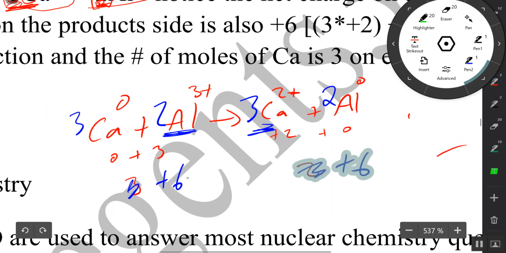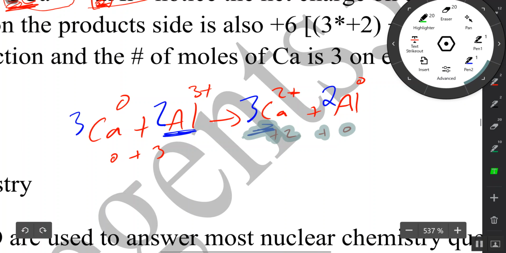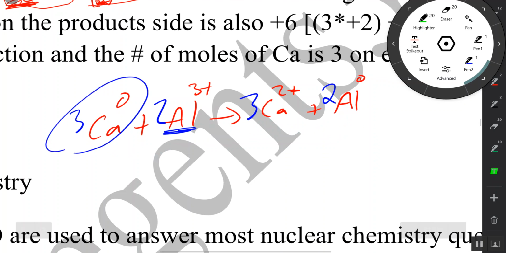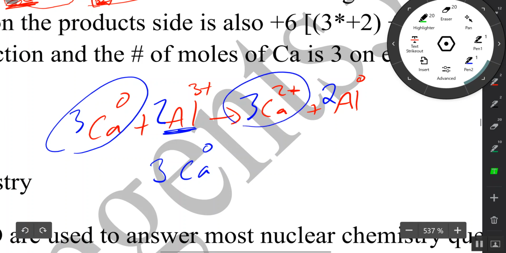Now, if you want to actually write the redox reaction, see who was oxidized and who was reduced, let's take a look at it. We started with 3 calcium atoms that had an initial charge of 0. So I'm starting with 3 calciums that have a charge of 0. And those 3 calciums became 3 Ca2+. They became 3 calciums with a charge of plus 2.